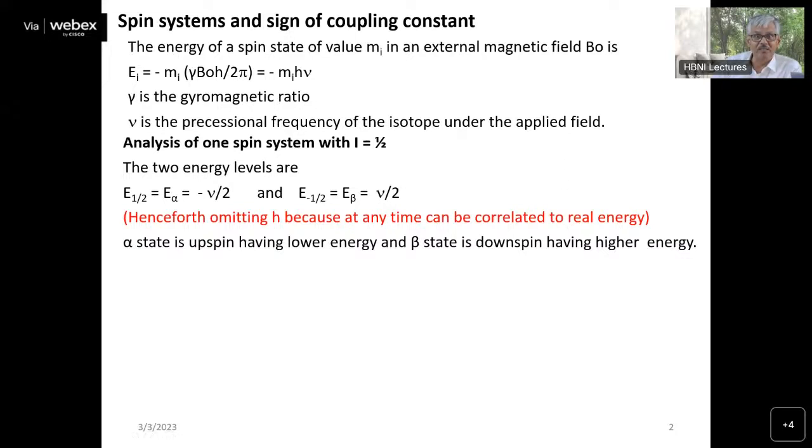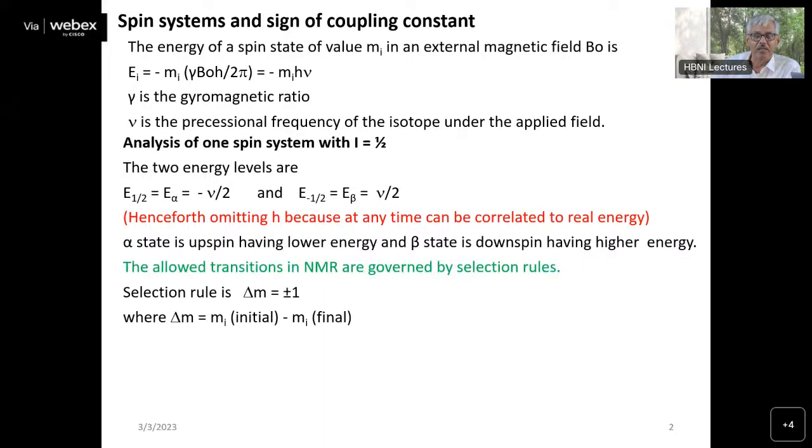The alpha state is the up spin having lower energy and the beta state is the down spin. This is the selection rule for NMR: delta M is equal to plus minus 1, where delta M is the mi value of the initial minus the mi value of the final. This tells us that only one spin can flip, up or down, at one time. When we go to multiple spins and draw the energy diagram, you will see that only one spin at a time can flip.